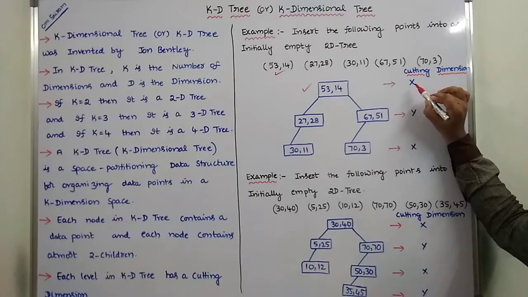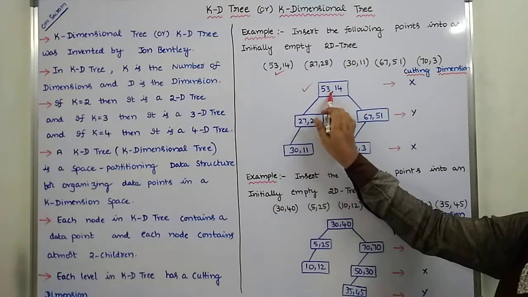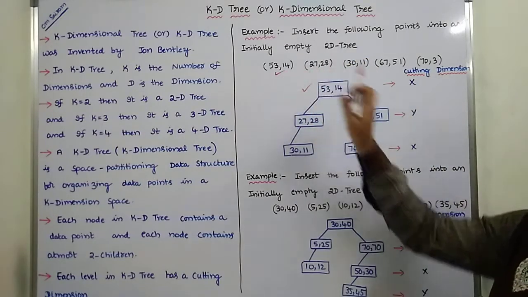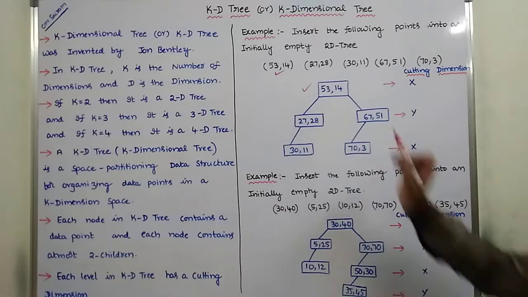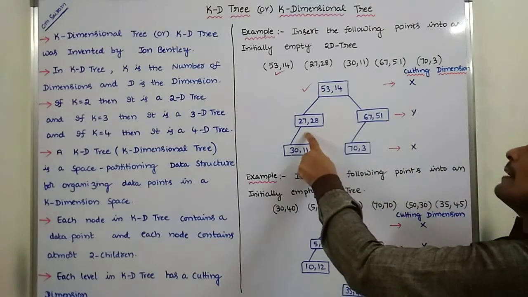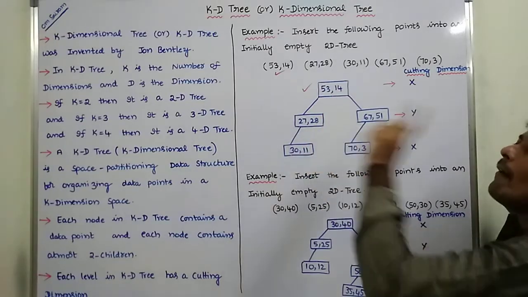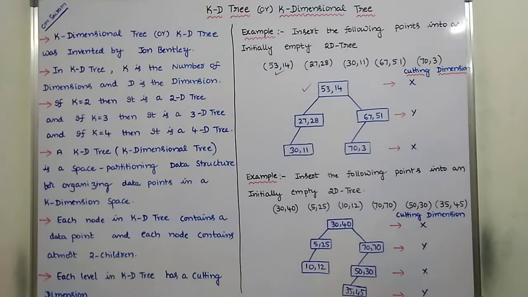That means we are considering the X coordinate value. The X coordinate value is 53 here, and in this one the X coordinate value is 27. 53 is compared with 27. 53 is greater and 27 is lesser, so 27 comma 28 is inserted as the left child of 53 comma 14. So this data point is also inserted.